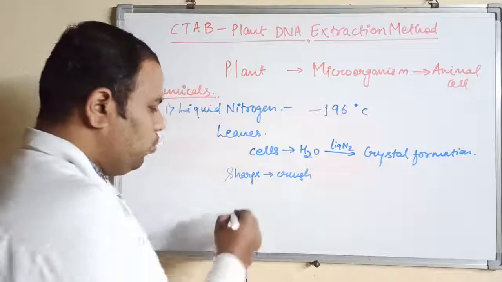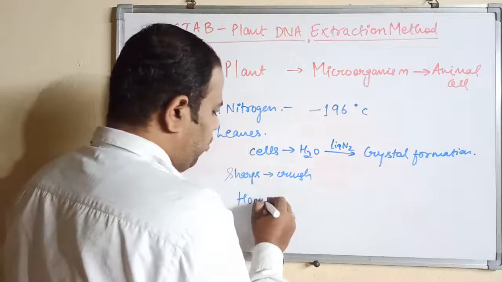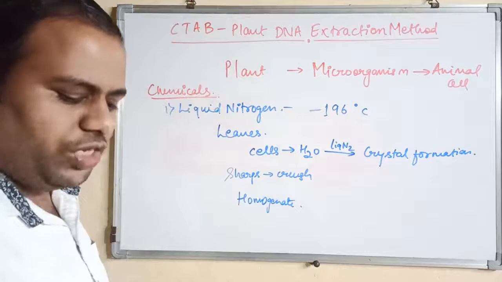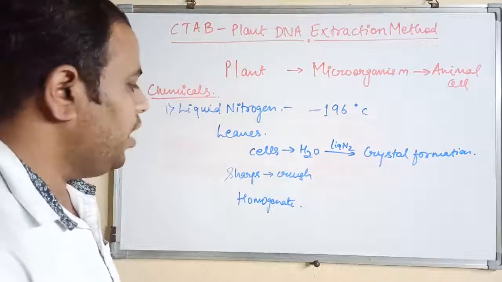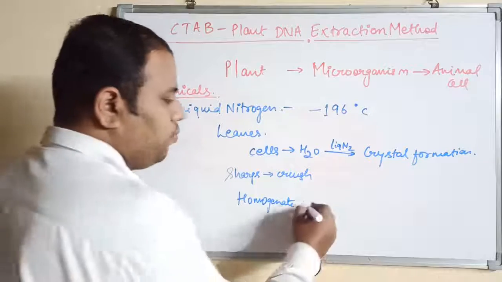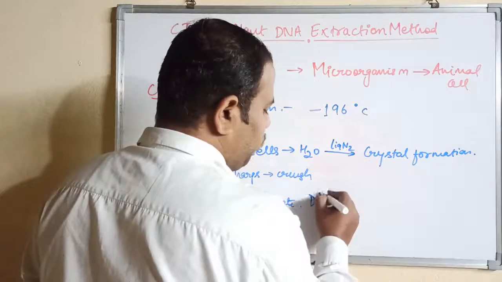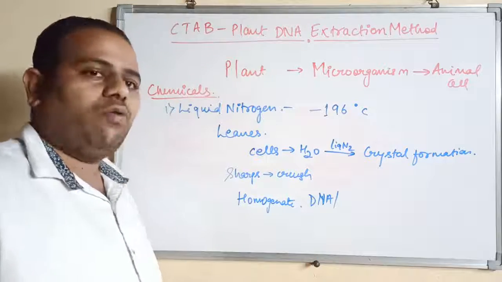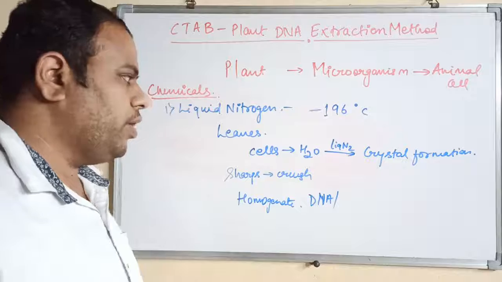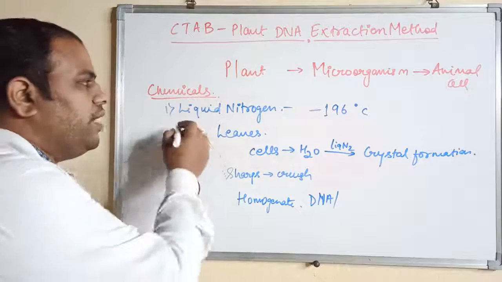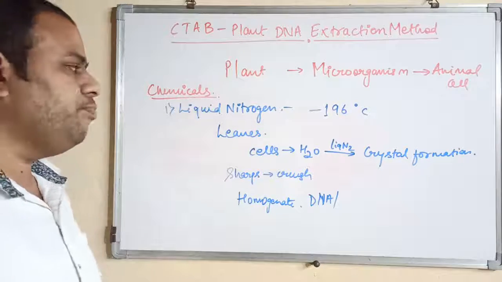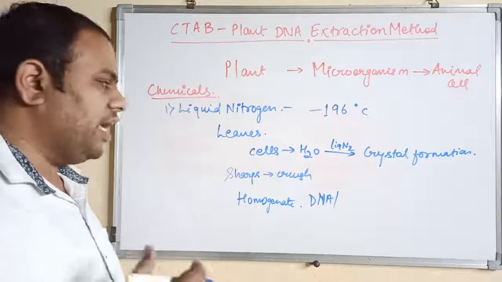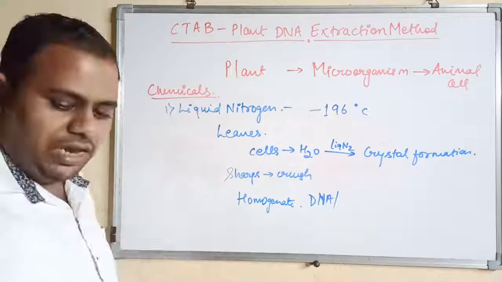And the homogenate that is formed is super fine. One more important thing is that the DNA in that plant cell which is eluted out after this homogenization remains intact. Thereby liquid nitrogen homogenization gives the proper consistency of the homogenate required for DNA extraction. So the first chemical is liquid nitrogen.